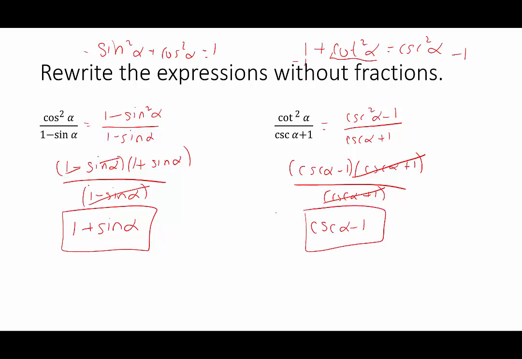These have been examples of the operations and factoring with trigonometric expressions.